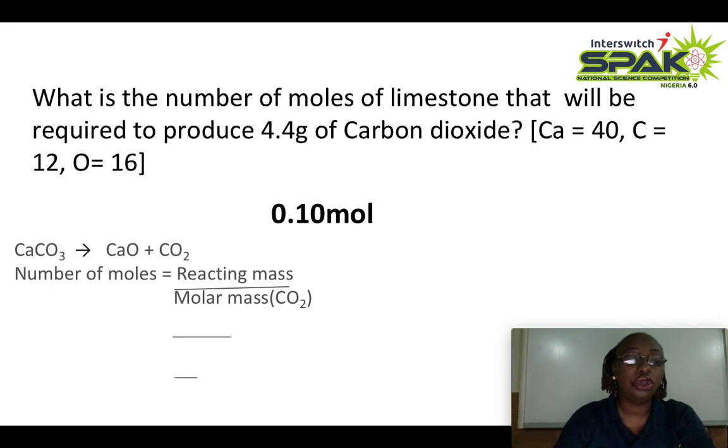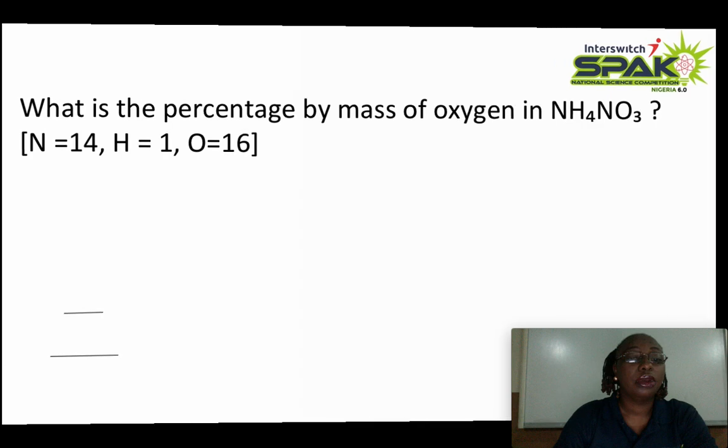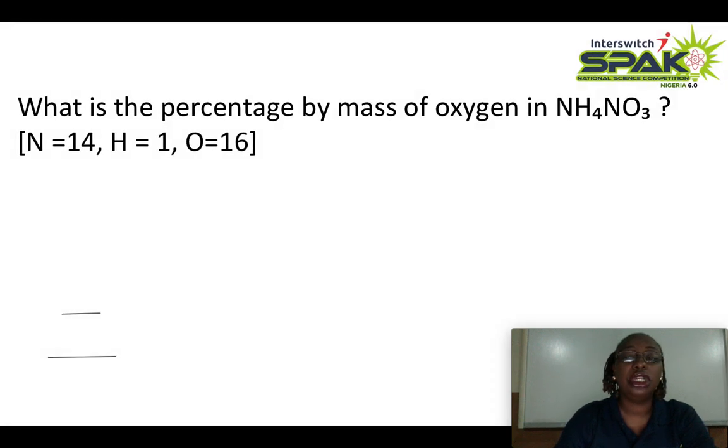So number of moles is reacting mass over molar mass. The reacting mass is 4.4 grams, while the molar mass of carbon(IV) oxide is 12 plus 2 times 16. That gives us 44. So we have 4.4 divided by 44, then our answer is 0.1 mole. Now the next question: what is the percentage by mass of oxygen in ammonium trioxonitrate(V)? We're looking for the mass of oxygen in it. So how do you solve this question?